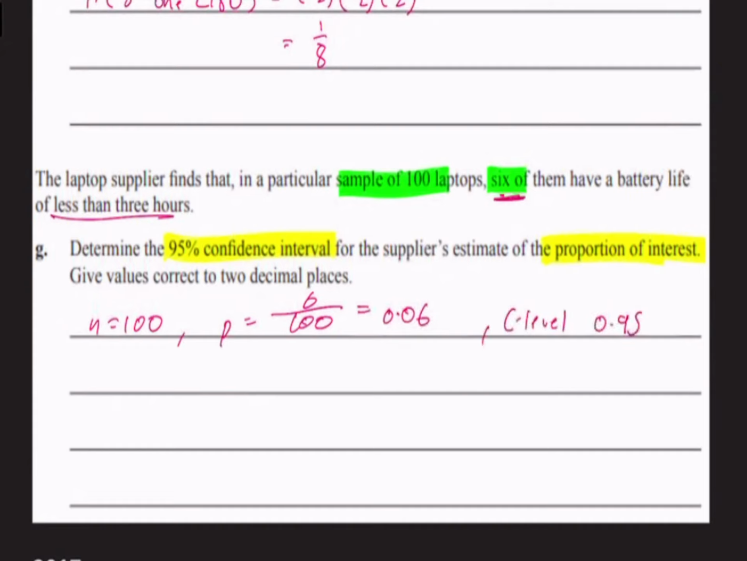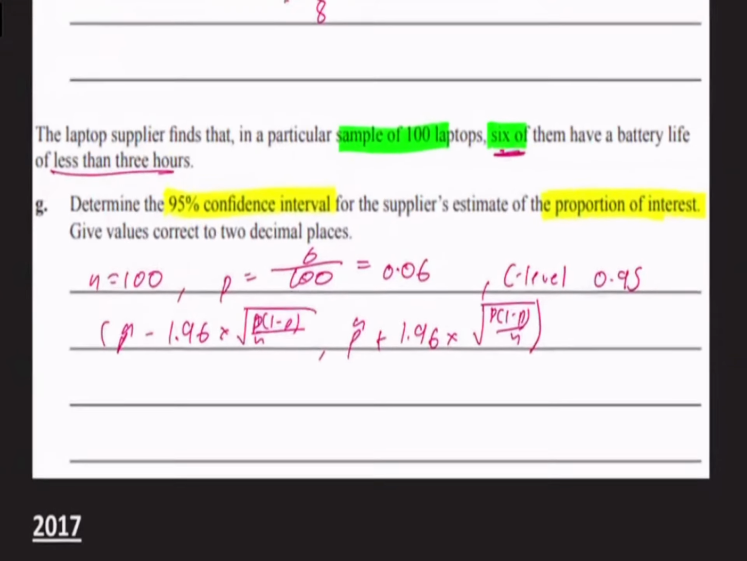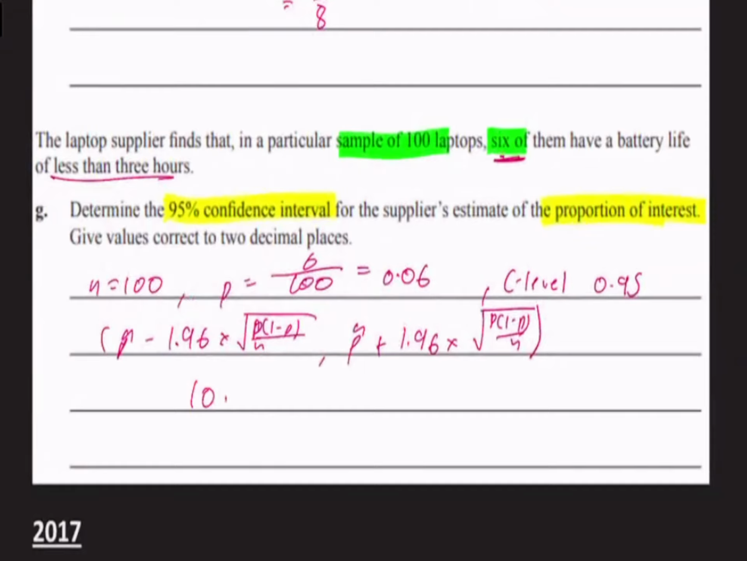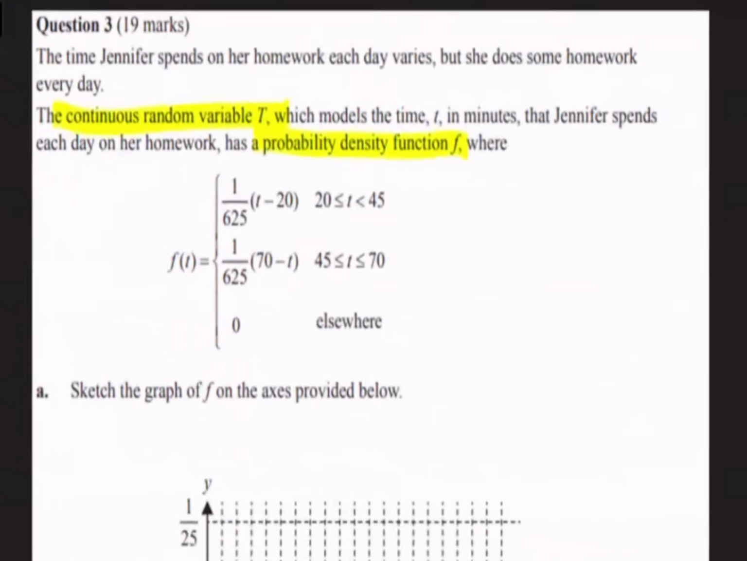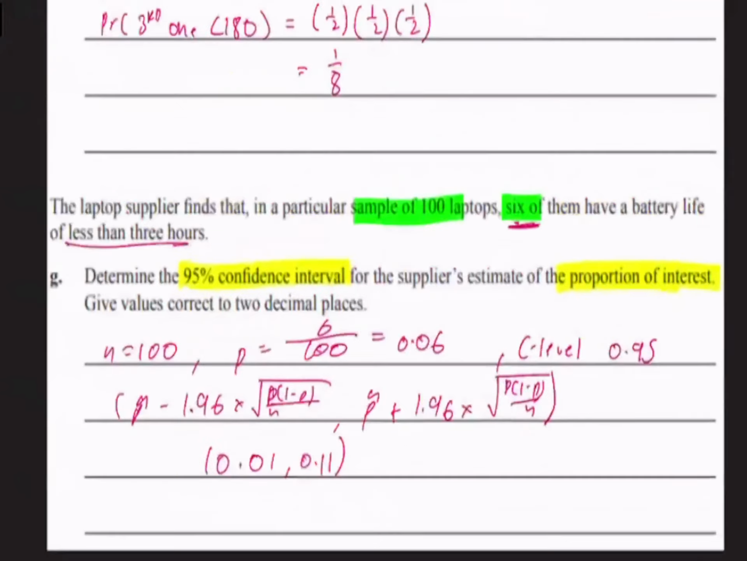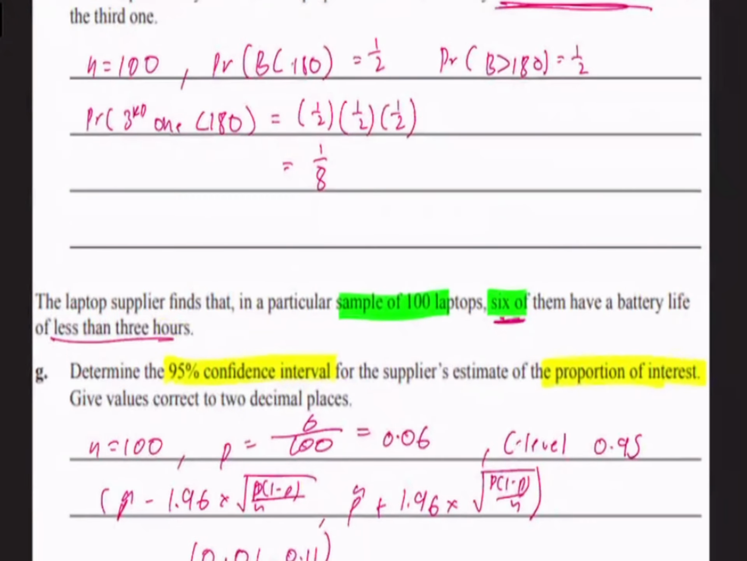You can either do this using the formula, p hat minus 1.96 times the square root of p times 1 minus p on n, and then p hat plus 1.96 times the square root of p times 1 minus p on n. Or you could just go into your CAS and use the function there, but you should get 0.01, 0.11. So that's the probability question for 2016.